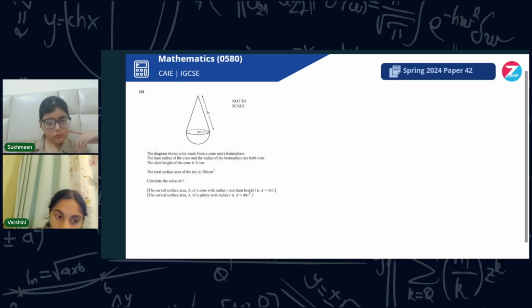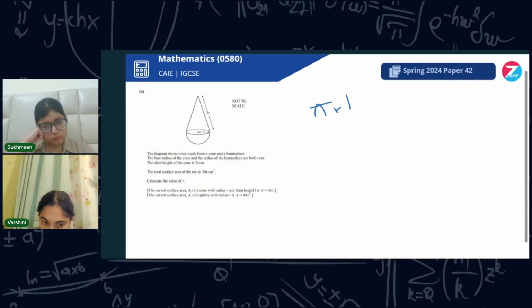So they've given us two surface areas. The curved surface area of a cone is pi rl. So we can sum up these surface areas. We can say pi rl, which is the curved surface area of this cone, plus the curved surface area of a sphere, which is 4 pi r squared. Remember, this is a hemisphere, so we want only half the sphere. So we're going to make this 4 pi r squared divided by 2. So it's going to be 4 by 2 pi r squared, which is basically just 2 pi r squared.